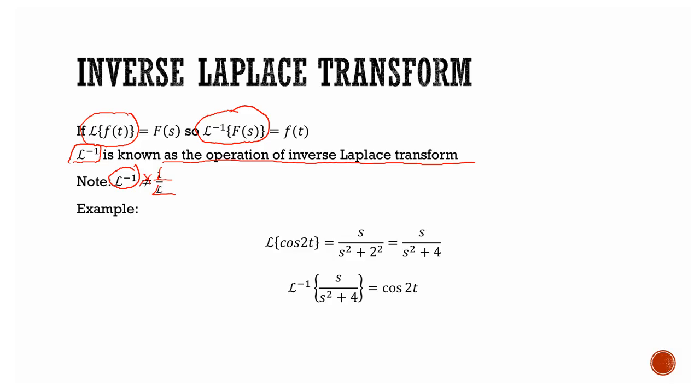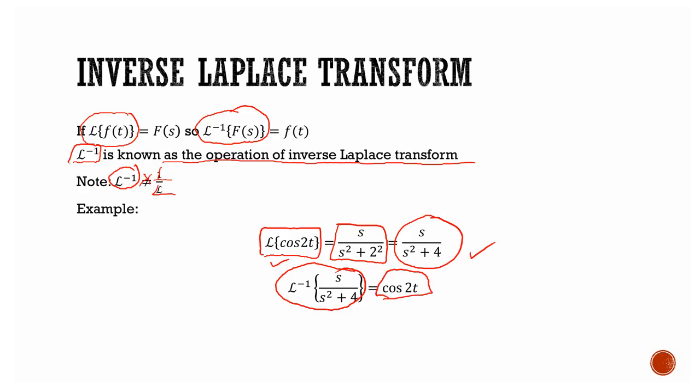Here you can see an example of a Laplace transform. Let's say we have a function of cosine 2t. Taking from the table, the Laplace transform of this function will be s divided by s squared plus 4. So the inverse of this Laplace transform would be cosine 2t, which goes back to the same as the first function.